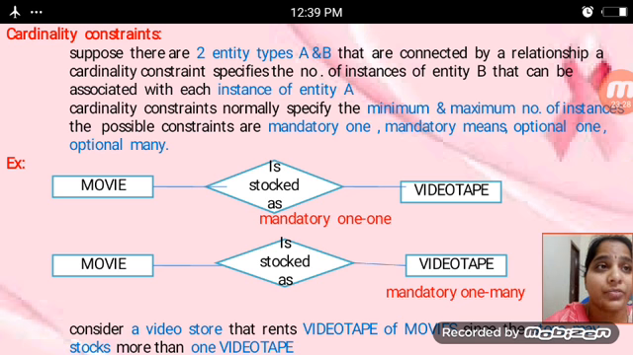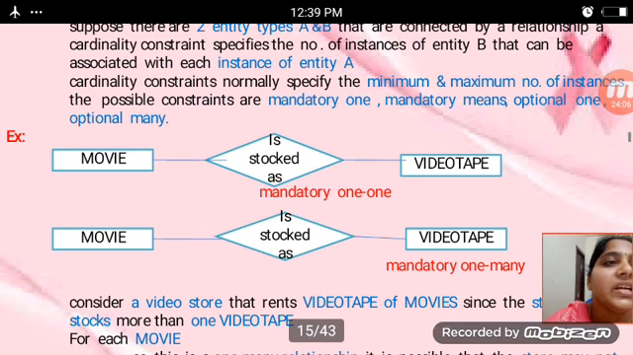Cardinality constraints specify the number of instances of entity B that can be associated with each instance of entity A. Cardinality constraints normally specify the minimum and the maximum number of instances. The possible constraints are mandatory one, mandatory many, optional one, and optional many. These are very important concepts about the minimum and maximum number of instances. In cardinality constraints, I am going to take an example.